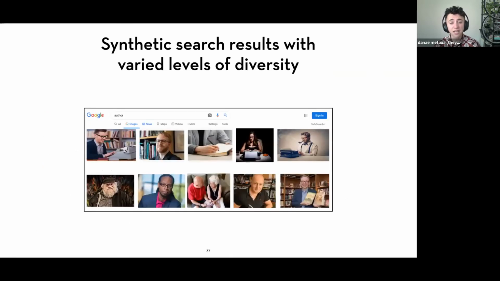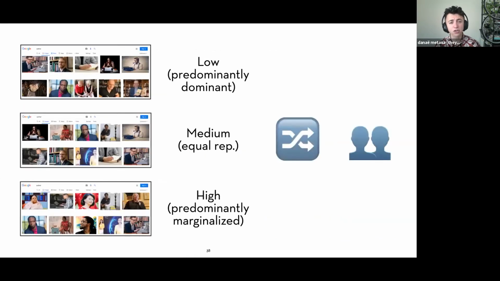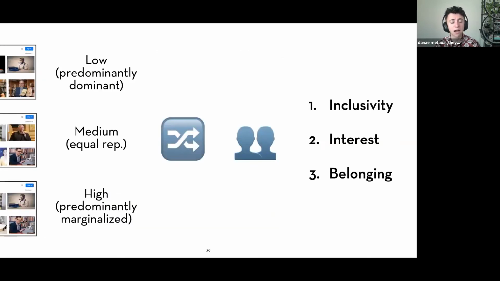Next, I created synthetic image search results pages using the actual images collected in the earlier algorithm audit study. So for each of the 10 occupations, I created 3 synthetic search results pages. One with images predominantly from the dominant group, one with images mostly from the marginalized group, and another with equal representation. And I designed a randomized controlled study for each occupation, exposing participants in the studies to one of 3 conditions at random. After that exposure, I asked participants questions about 3 measures of interest on the 7-point Likert scale.